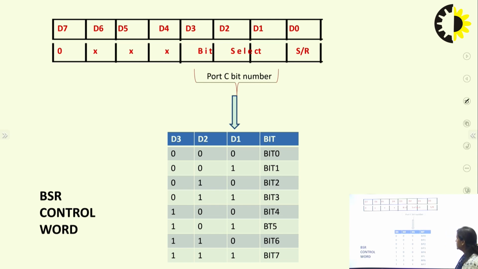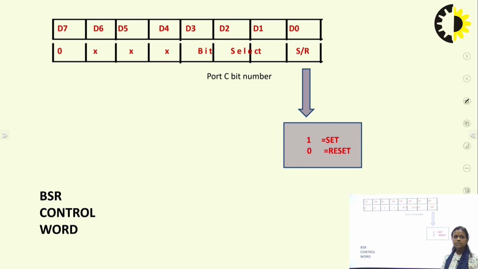Suppose here we have given 0, 0, 0, it means we want to set or reset bit 0, and with 0, 0, 1, accordingly whichever bit we want to set or reset, we will number accordingly. Then D0: if we want to set a particular bit, we will provide 1 here. If we want to reset that particular bit, we will provide 0 here.